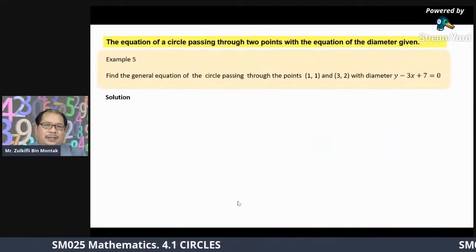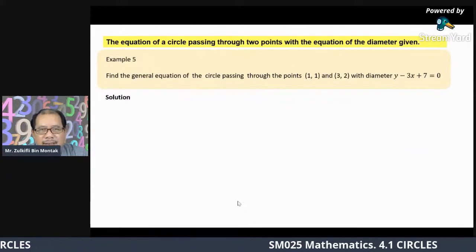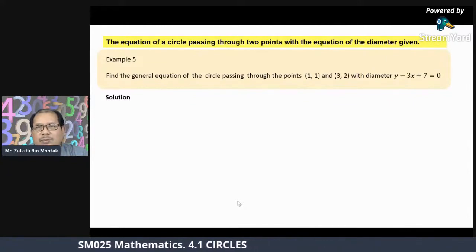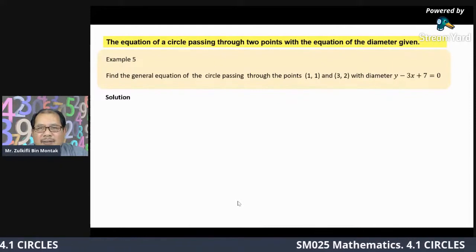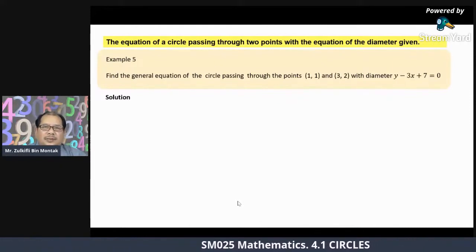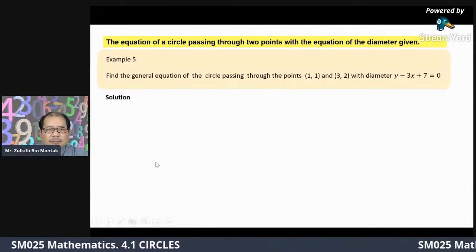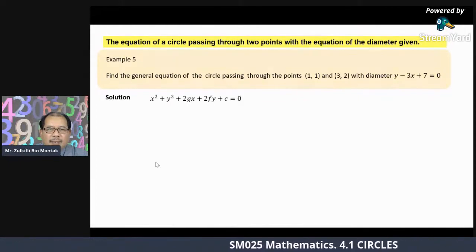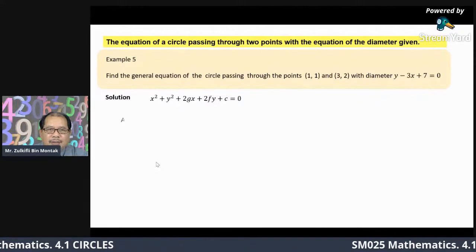Look at this example 5. Find the general equation of the circle passing through the points (1, 1) and (3, 2) with diameter y minus 3x plus 7 equal to 0. So we have 2 points and 1 diameter. This is the general equation: x squared plus y squared plus 2gx plus 2fy plus c equal to 0.